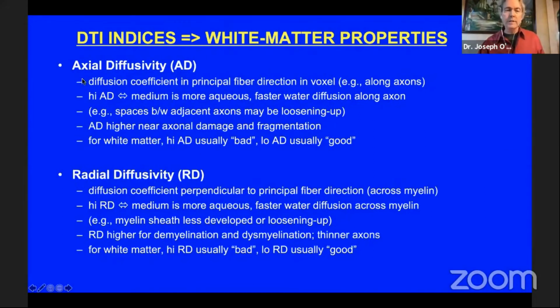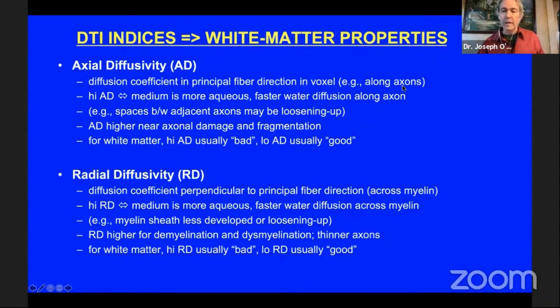Two other indices, the axial diffusivity, AD, and the radial diffusivity, RD, are basically the diffusion. AD, axial diffusivity, is the diffusion coefficient, the diffusion rate along the principal fiber direction in the voxel, e.g.